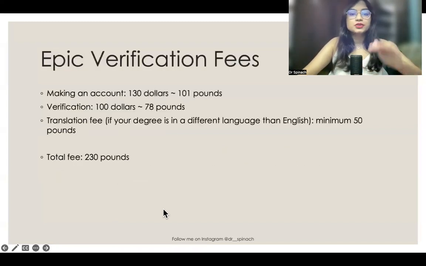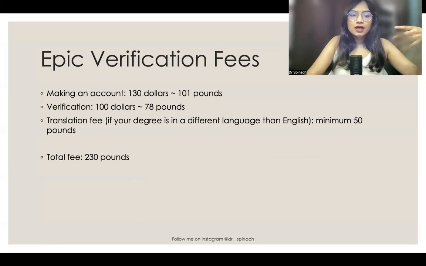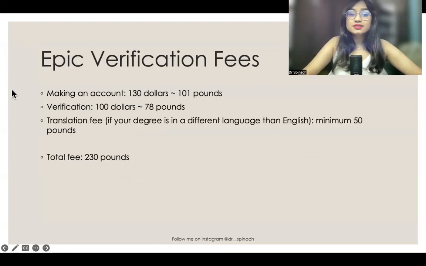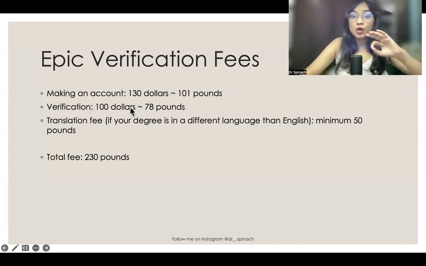Now, moving on to the EPIC verification fees. Some people opt for EPIC verification just after PLAB 1, and some may opt for EPIC verification after PLAB 2. Now, it is according to your preference, all right? Now, making an account for EPIC verification requires a fee, and this is 130 US dollars, which accounts for 101 pounds, all right? And for verification of your document, so per document verification requires $100, which accounts for 78 pounds.